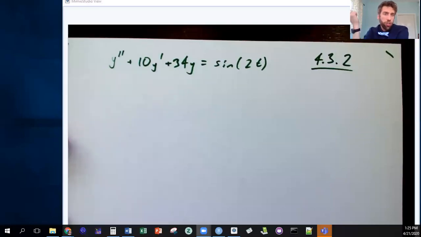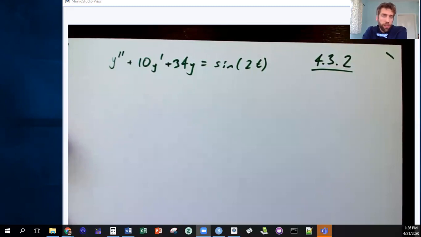Welcome to Differential Equations, section 4.3. This is activity 432. Here we're given the differential equation y double prime plus 10y prime plus 34y equals sine of 2t. First we'll find the general solution to the homogeneous equation.